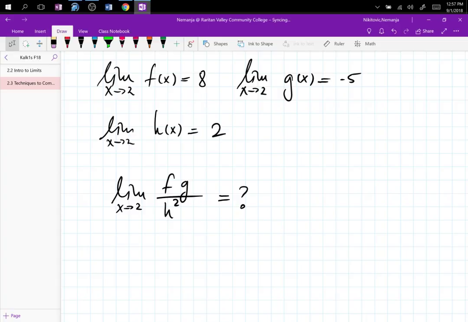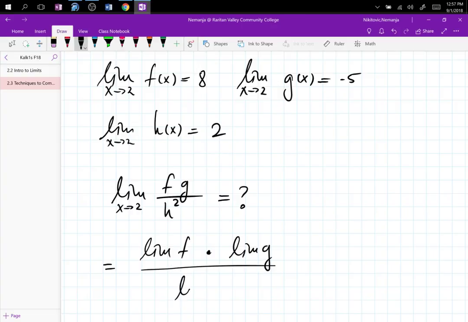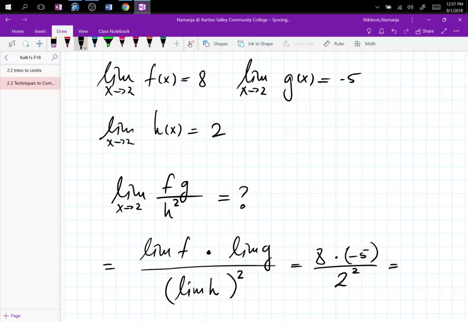Well, you just use the rules. You know that it's the limit of f times the limit of g divided by the limit of h, everything squared. Instead of limit of f, you will put 8. Instead of limit of g, you'll put negative 5. Limit of h, you'll put 2 and square it, and the whole thing is negative 10.